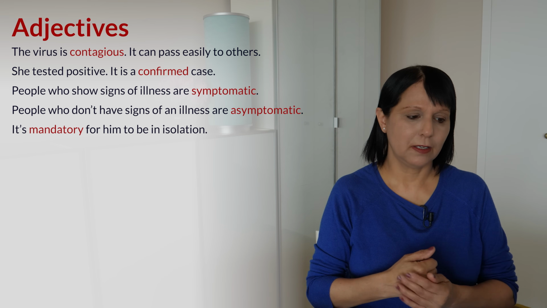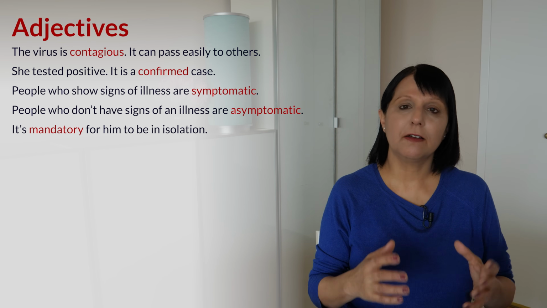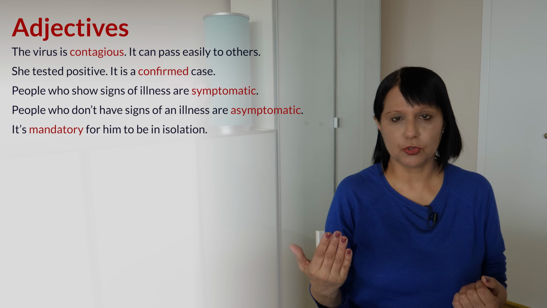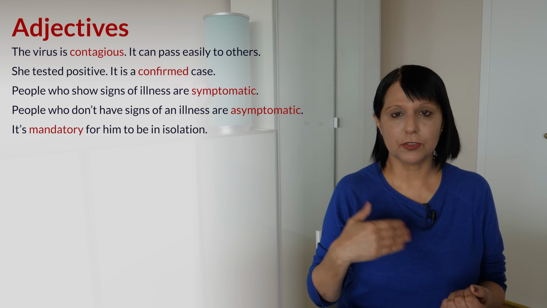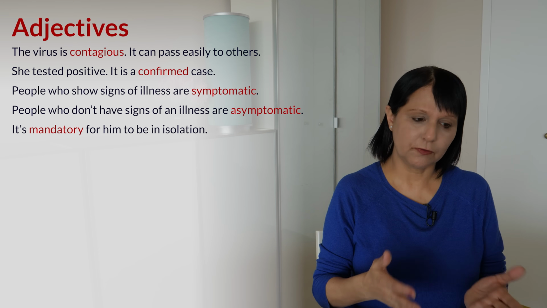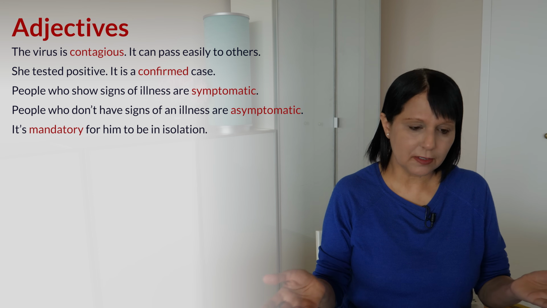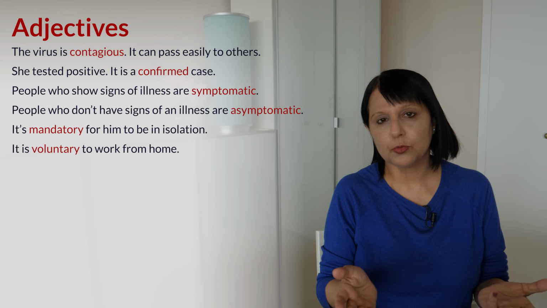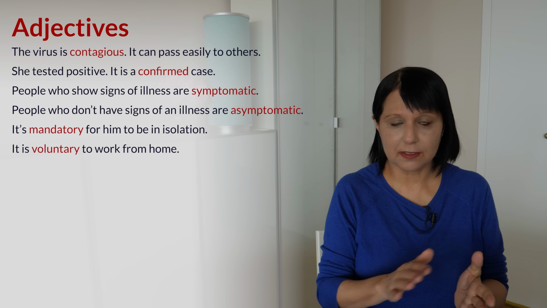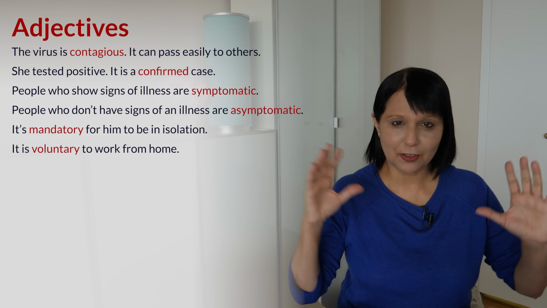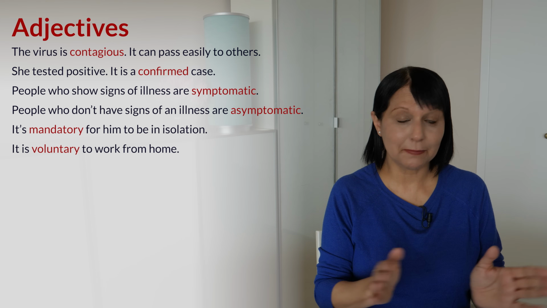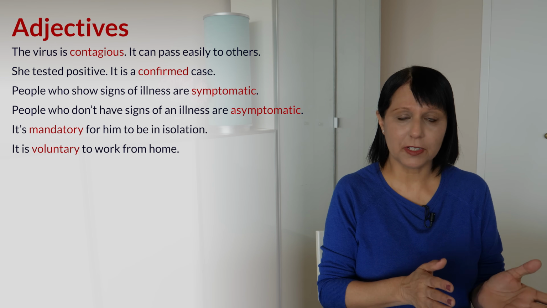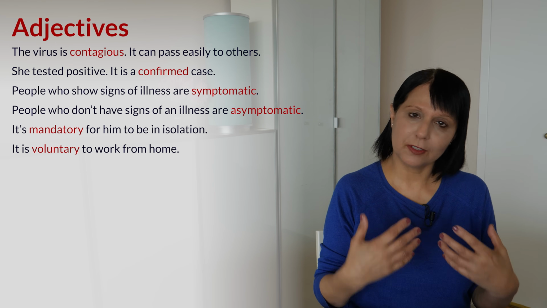All right? The other word is voluntary. When something is voluntary, you can choose. You can decide whether to do it or not. Okay? For example, and again, this might not be true everywhere, it is voluntary to work from home. In some cases, remember, right now, depending on your city, your country, it might not be voluntary. But in some places, it might be voluntary to work from home. That means you decide.